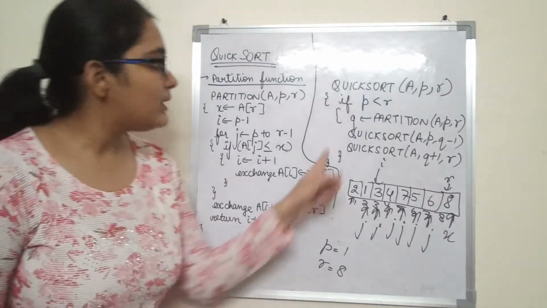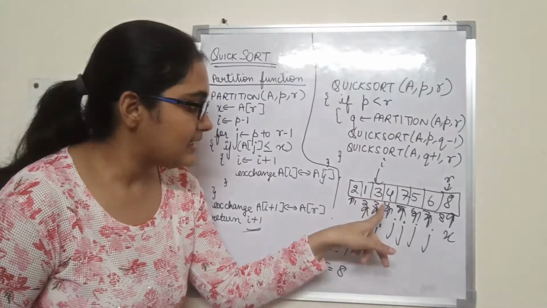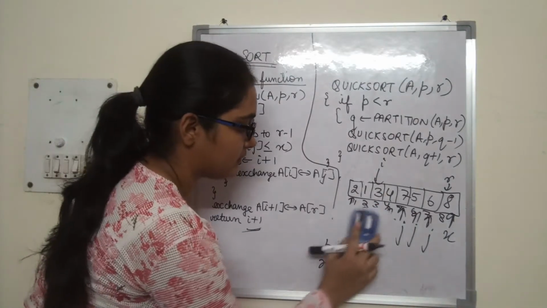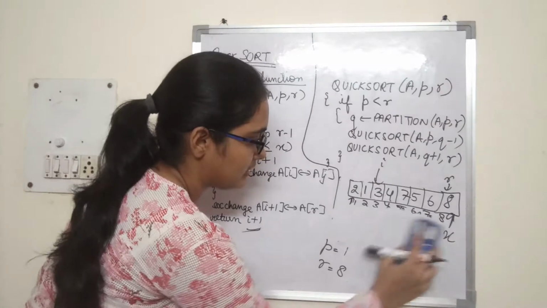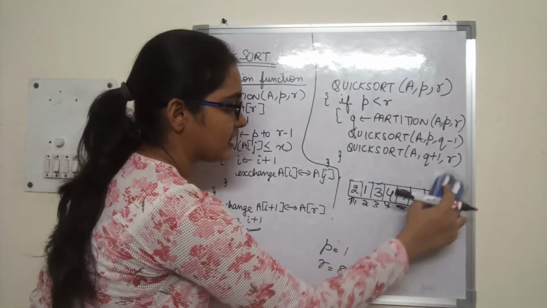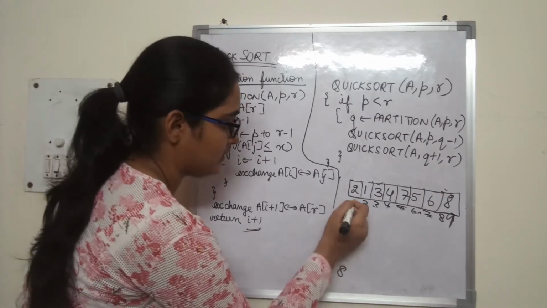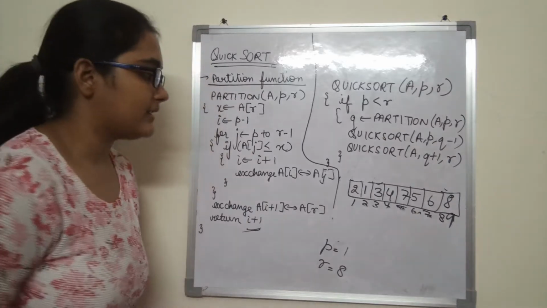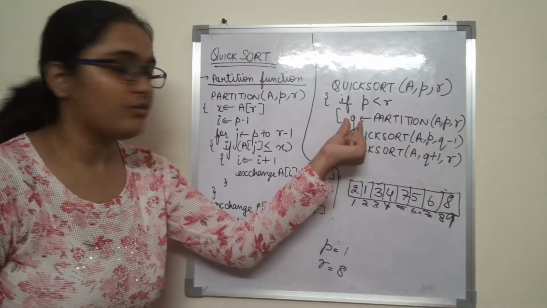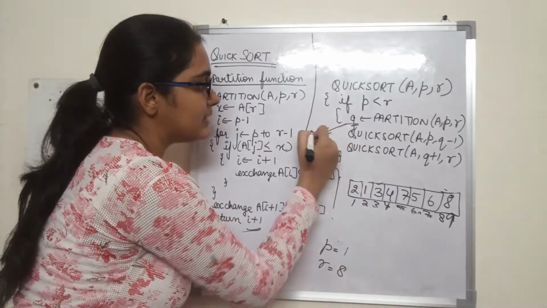Now what happens? It will return q. What is it returning? i plus 1. What was i? i is 3. So i plus 1 is 4, right? So it will return 4 here. Now let us remove this, because this function is over, right? Let us leave it like this. So what is i plus 1? 4. So it is returning 4 here. So q becomes 4 now, right? So q becomes 4.